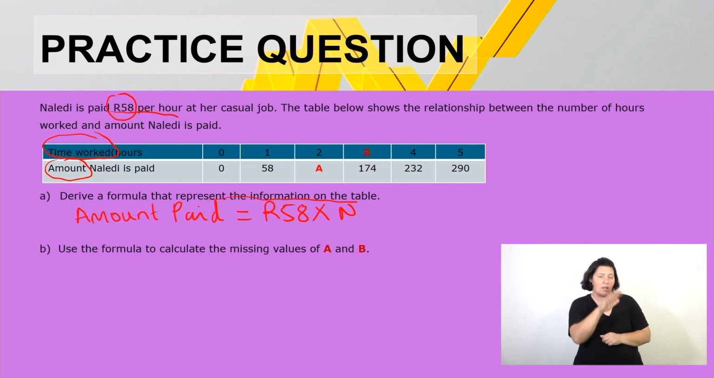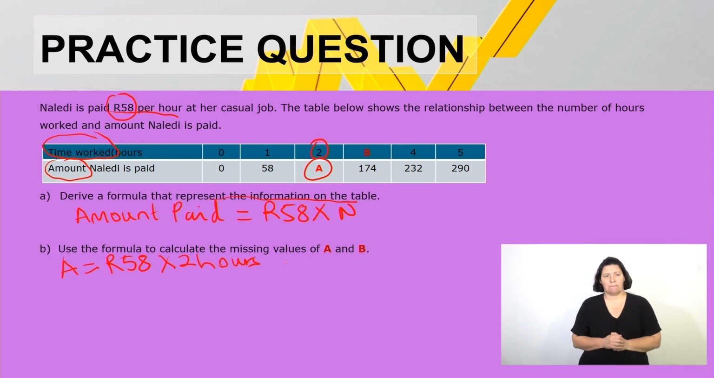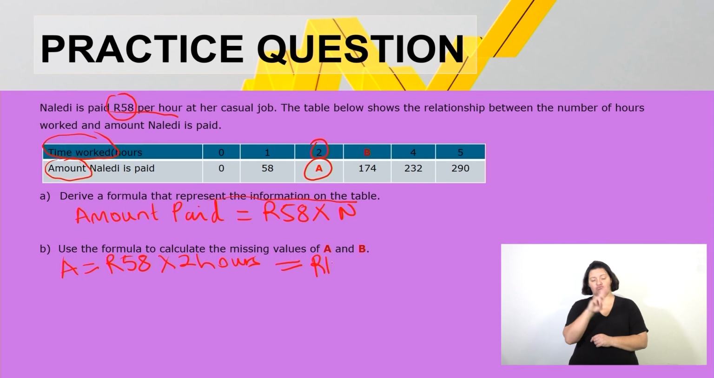So we know that A represents amount. So we're going to say A is equals to 58 rand multiplied by our n, in this case 2 hours. So let's see what is the answer. Help me calculate this one. We say 58 multiplied by 2 hours. And Naledi will be paid 116 rand.